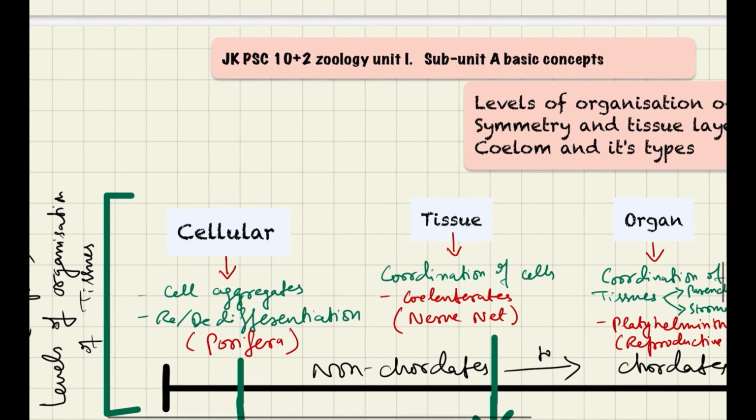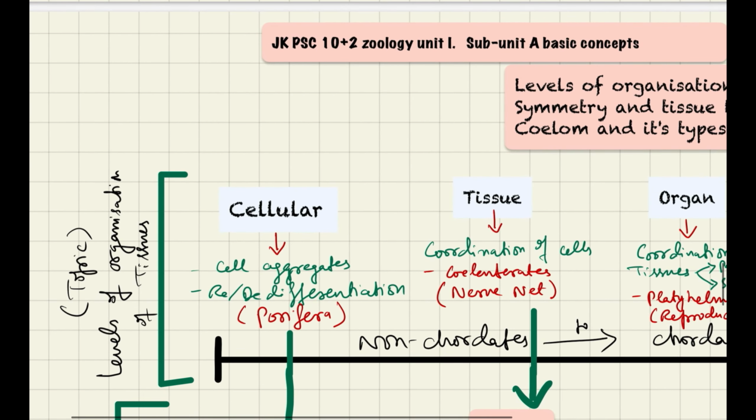The first topic which we have at hand is the level of organization of tissues, meaning how tissues are formed, how different higher levels are formed. Then the first level is that of cellular. It's not the tissue level of organization. Cellular means tissues are not formed, cells are not coordinating with each other to form a specific tissue for a specific task. Here what is happening is that the cells are aggregating at a place and performing a certain function.